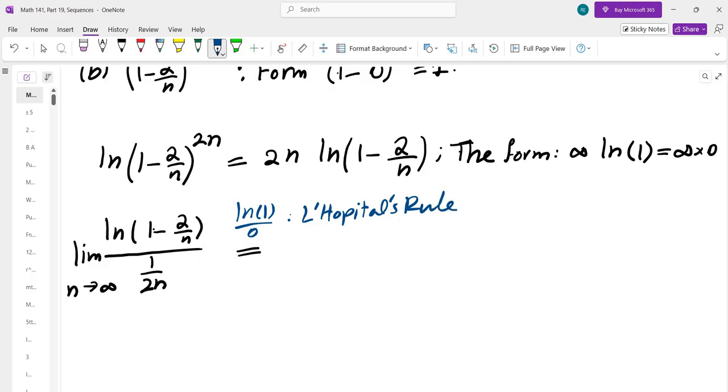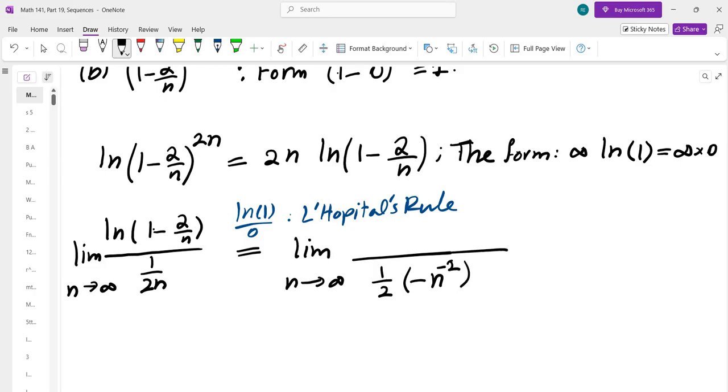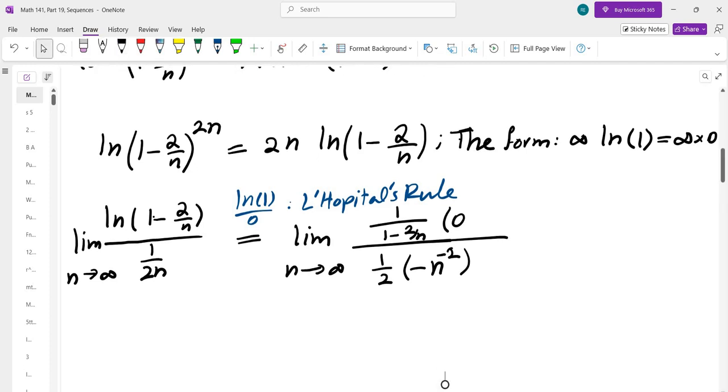If we apply L'Hopital's rule, we are going to get the limit as n approaches infinity. The bottom is the derivative of 1 over 2n, which is 1/2 times minus n to the power of -2. The numerator is 1 over (1 minus 2 over n) times the derivative of 1 minus 2 over n, which is 0 minus -2 n to the power of -2.